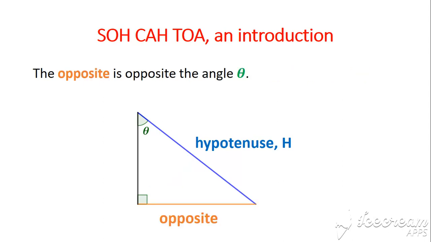Right, well the next side we're going to talk about is the opposite. The opposite side is the side that is opposite to the angle theta. We're going to use O for opposite, and when I say opposite, it has to be away from the angle theta, not touching it.